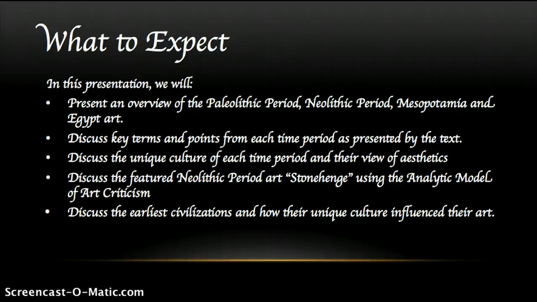In this presentation, we will present an overview of the Paleolithic period, Neolithic period, Mesopotamia, and Egypt art. We will discuss key terms and points from each time period as presented by the text, discuss the unique culture of each time period and their way of aesthetics, discuss the featured Neolithic period art Stonehenge using the analytic model of art criticism. And finally, we will discuss the earliest civilizations and how their unique culture influenced their art.